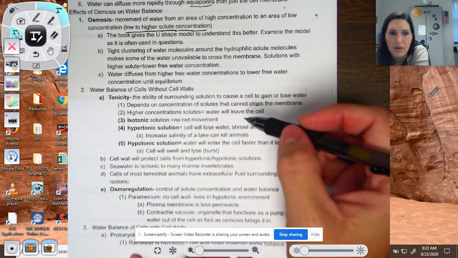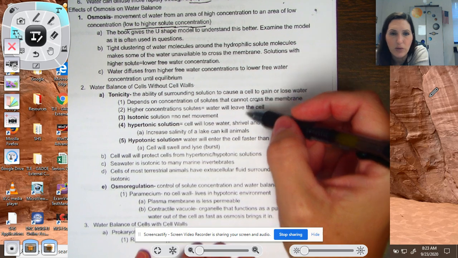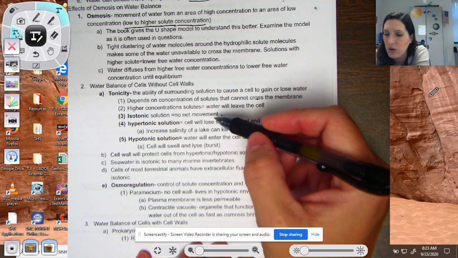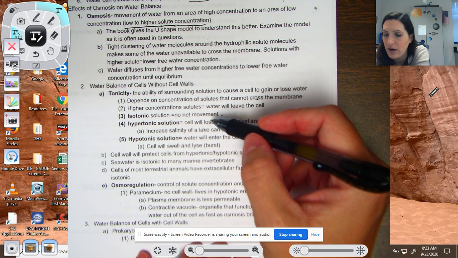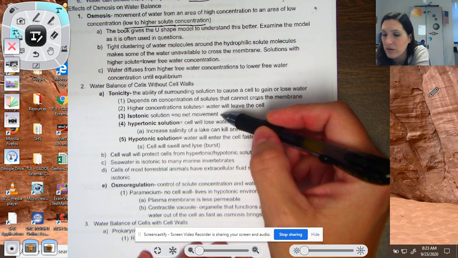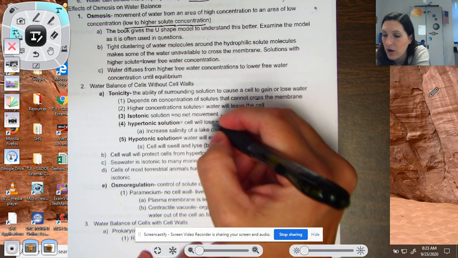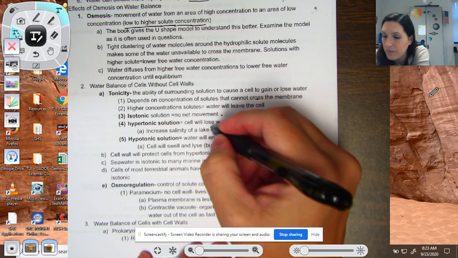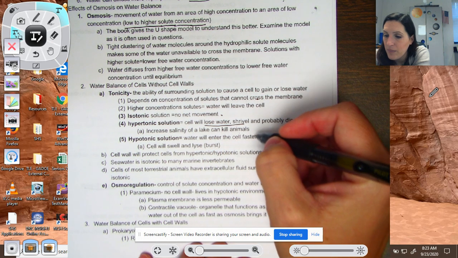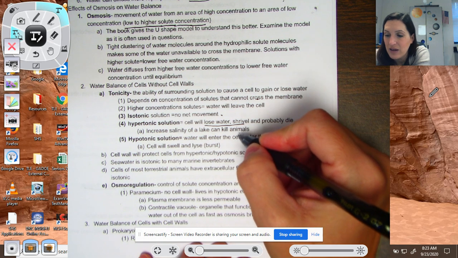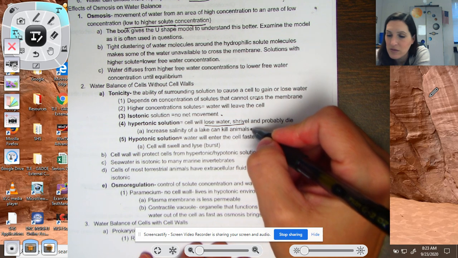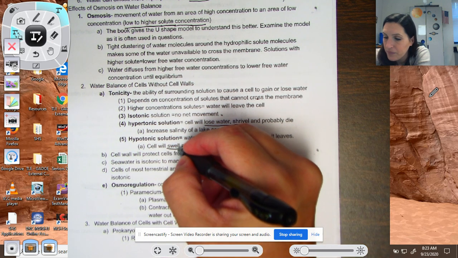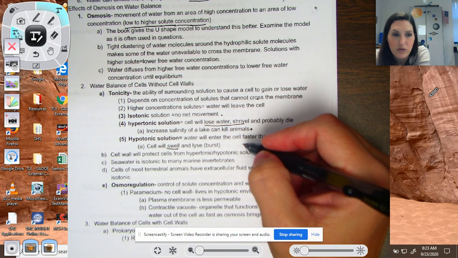Okay. The high concentration of solutes, water will leave the cell. Isotonic solutions. So next week, we're going to be putting stuff in solutions, and you're going to figure out, is it isotonic? No net movement. Hypertonic will cause the cell to lose water. It'll shrivel, so it'll shrink. Increased salinity of a lake will kill animals and plants because of this. Hypotonic will cause it to swell, and the cells can burst during this.